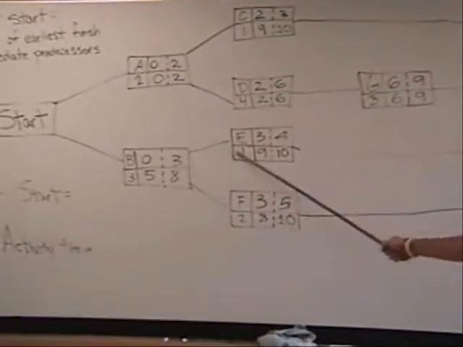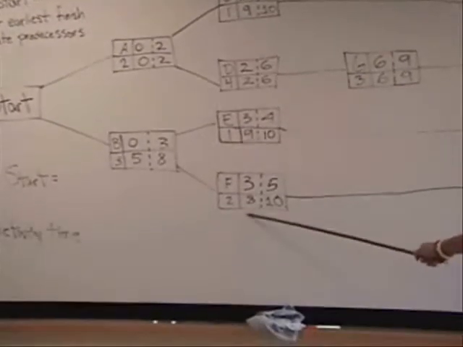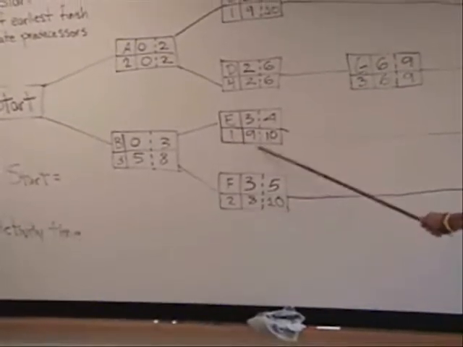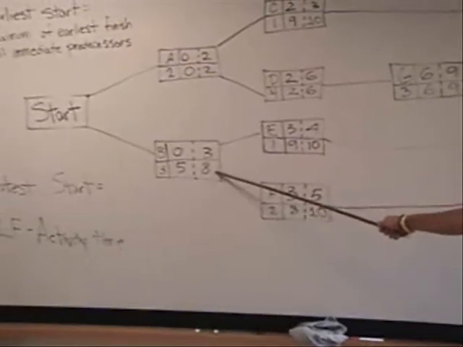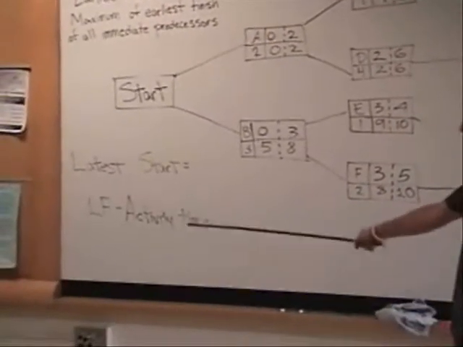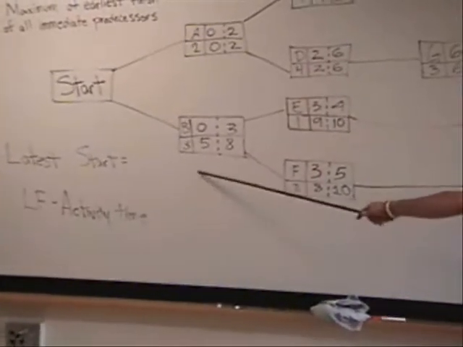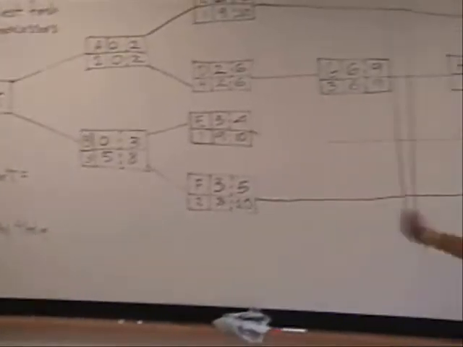For example, for activity B, its immediate followers are activity E and F. And the latest start time for activity E is 9, and the latest start time for activity F is 8. And so we take the minimum of those and we put that in this box right here, which is 8. And the last thing we need to find is the latest start time, which equals the latest finish minus activity time. And that is represented in the bottom middle box. And we do that for the entire network diagram.